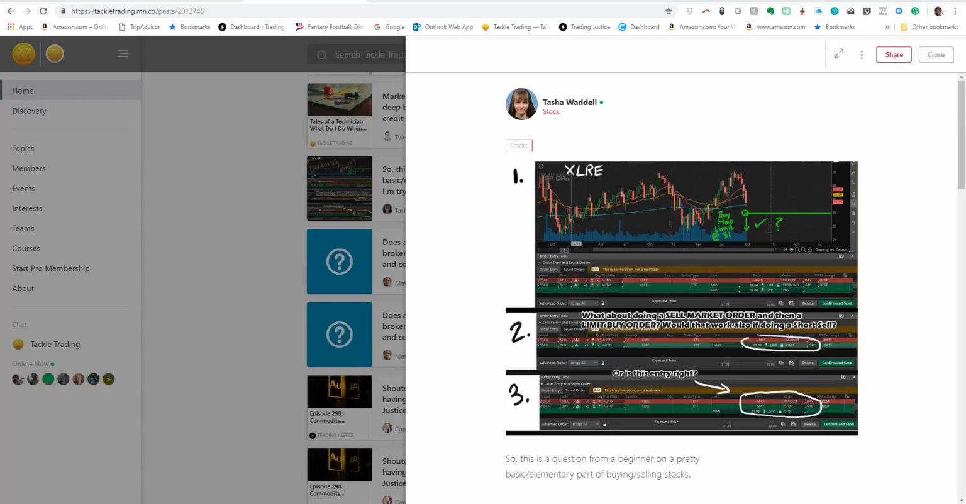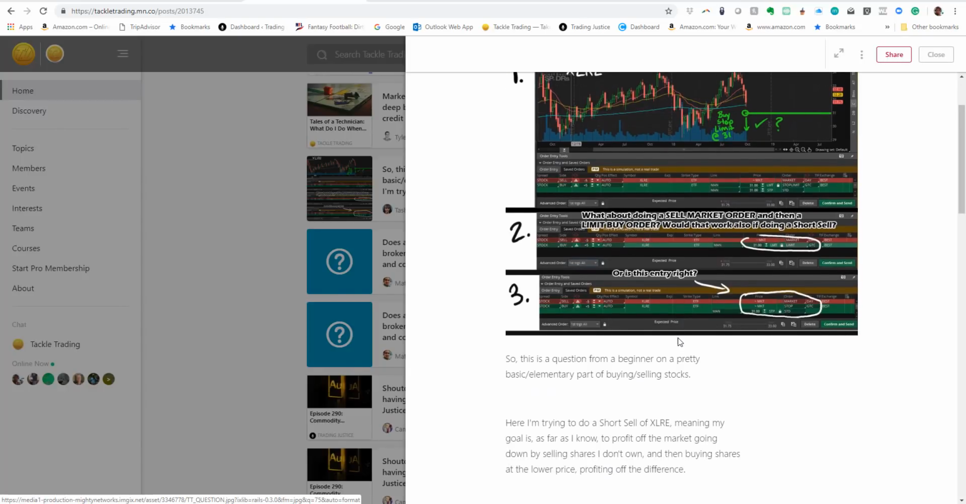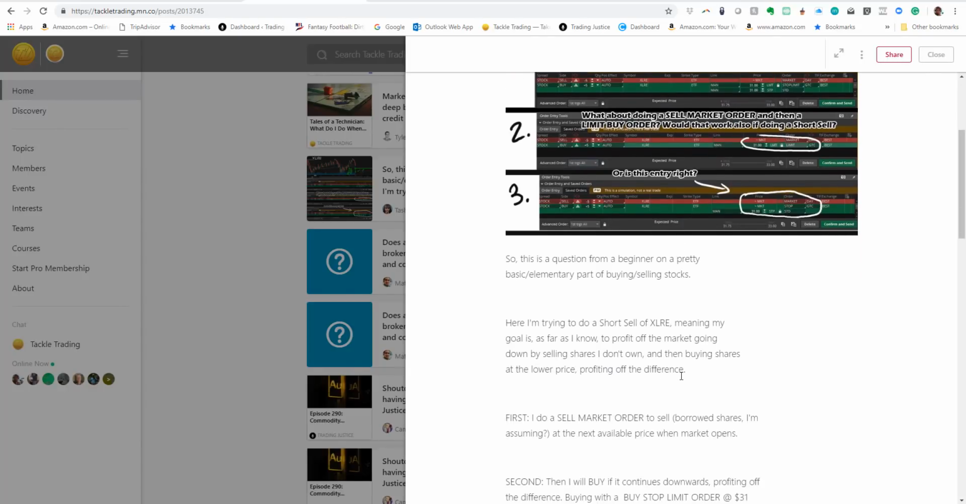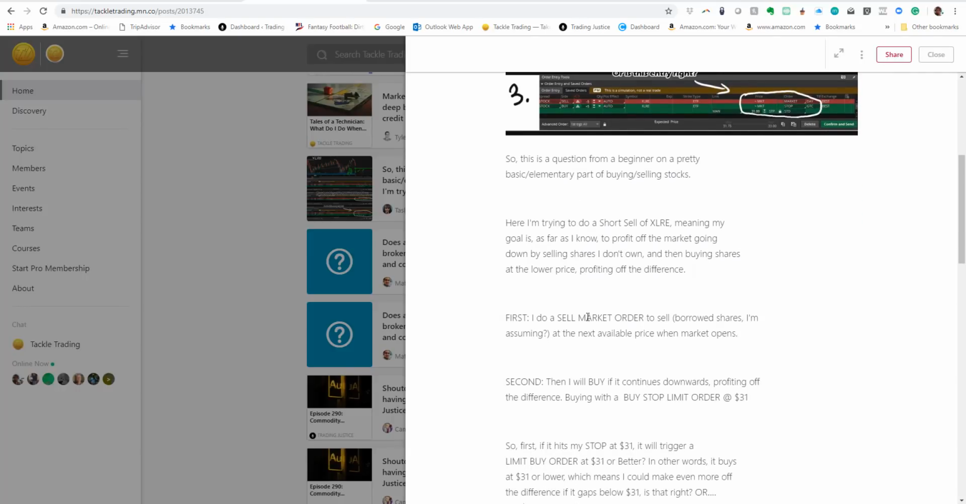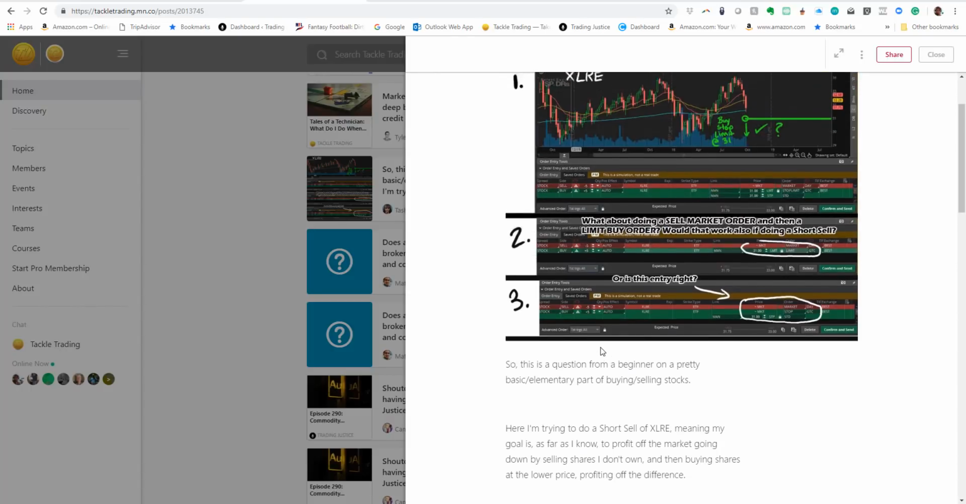Tasha says on XLRE, she's got an example here about selling short. And I want to read the question first. So this is a question from a beginner on a pretty basic elementary part of buying and selling stocks. Here I'm trying to do a short sell of XLRE, meaning my goal, as far as I know, is to profit off the market going down by selling shares I don't own and then buying shares at a lower price, profiting off the difference.